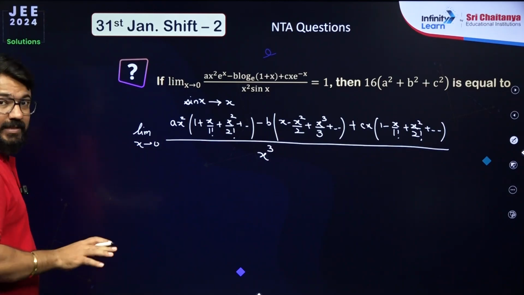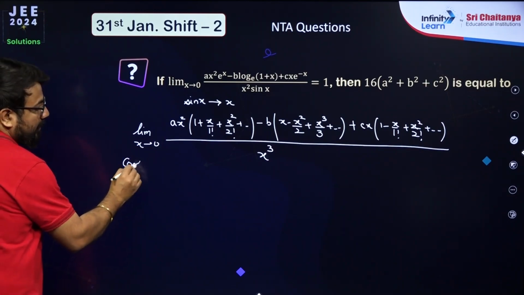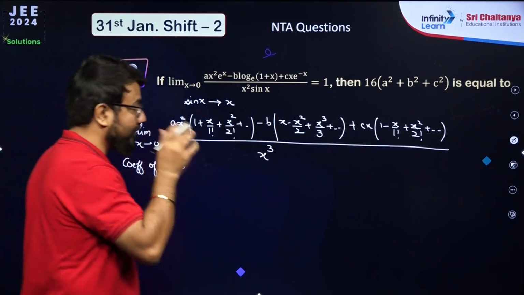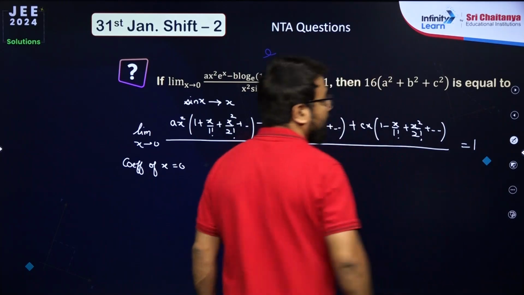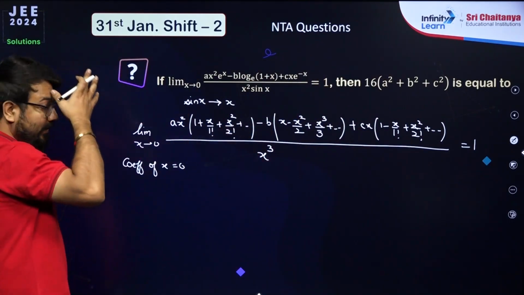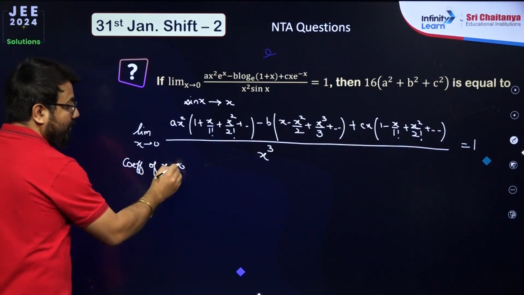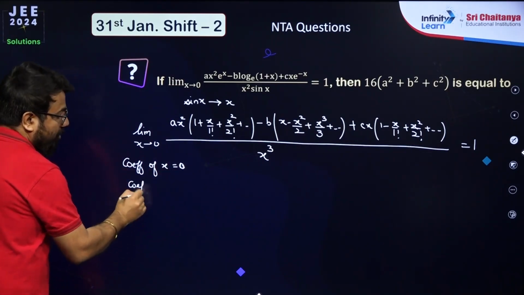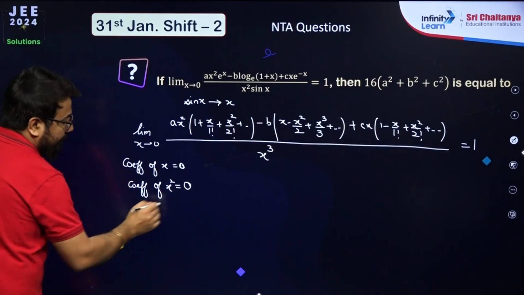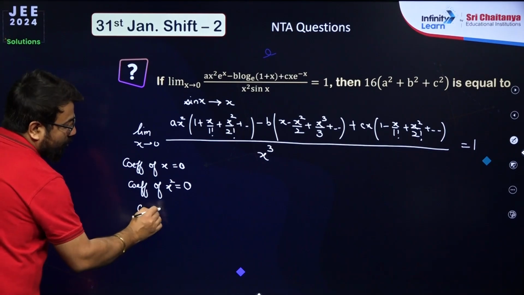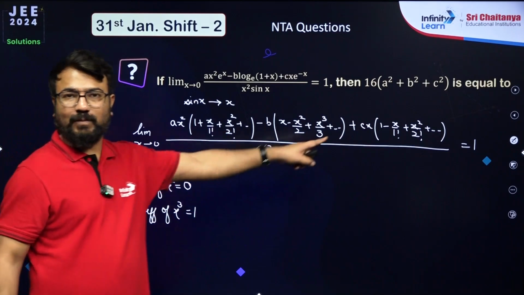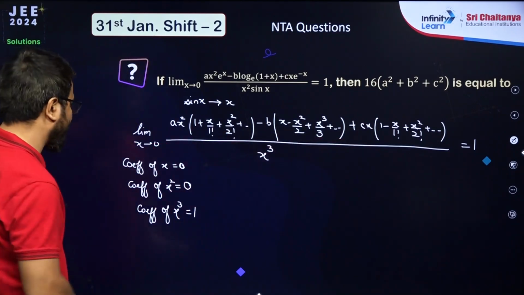So, my dear students, the concept here is that I will make the coefficient of x 0, because this limit exists and is equal to 1. If this limit exists, there should not be a term of x or x square in the numerator. And if there is a term of x cube in the numerator, its coefficient should be 1, because then only 1 upon 1 will be 1. This is the logic that we need to apply.